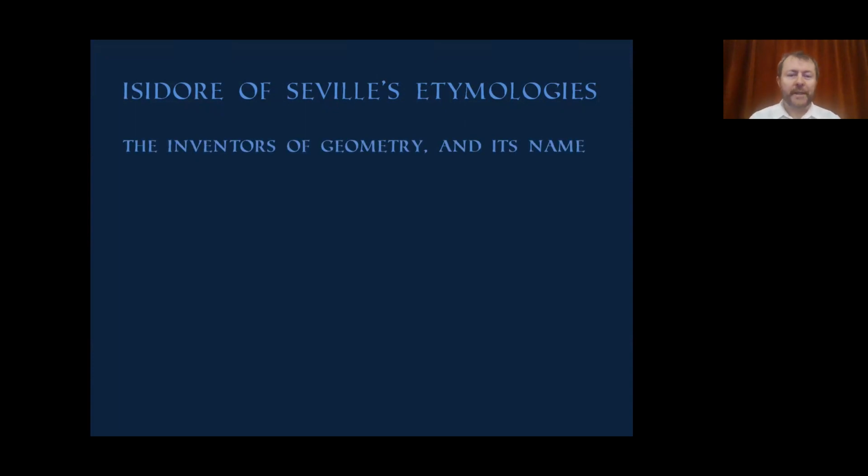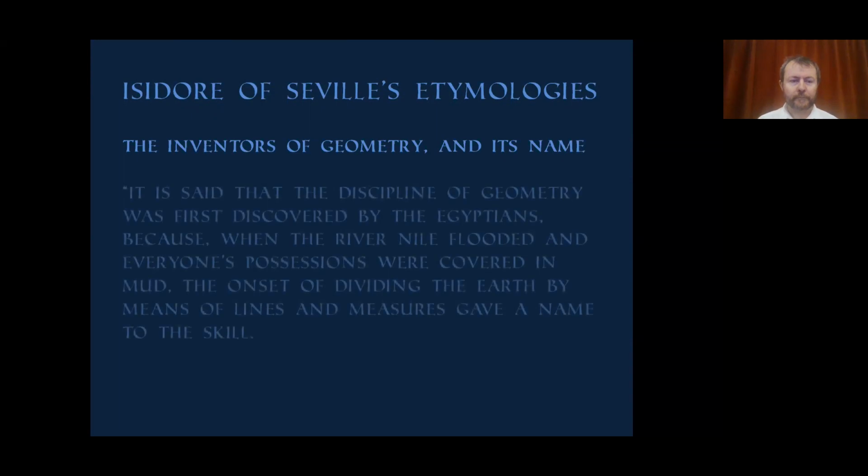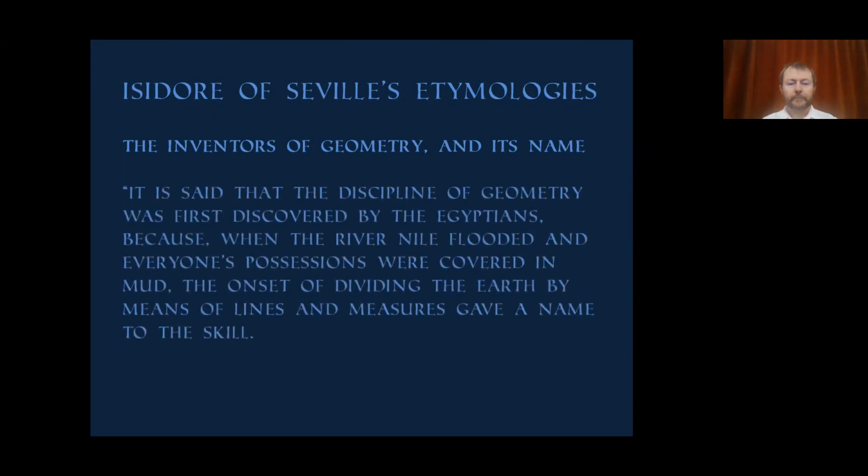So as you can see, it's called The Inventors of Geometry, and its name. It is said that the discipline of geometry was first discovered by the Egyptians because when the River Nile flooded and everyone's possessions were covered in mud, the onset of dividing the earth by means of lines and measures gave a name to the skill.